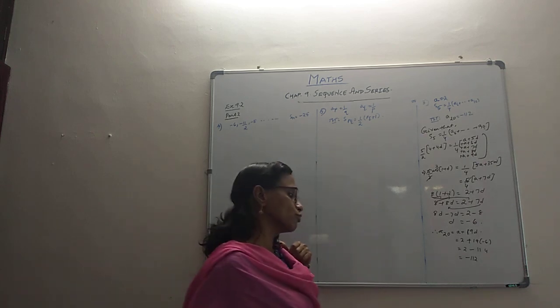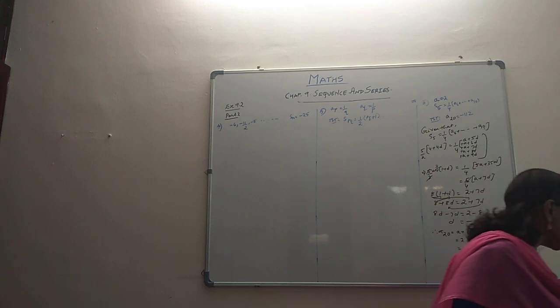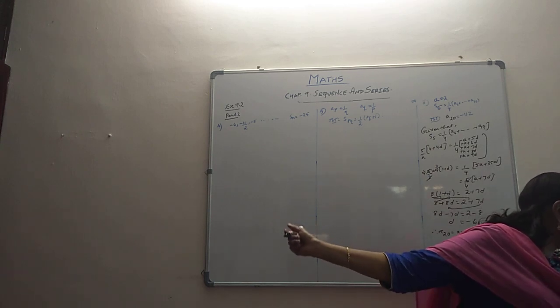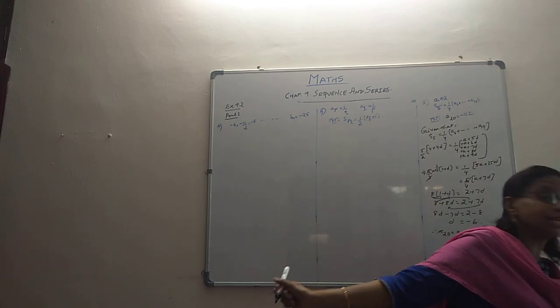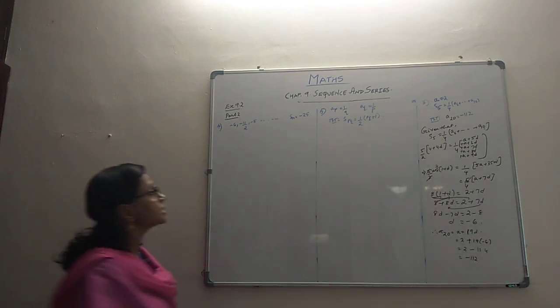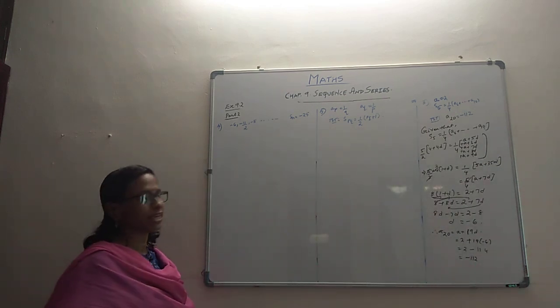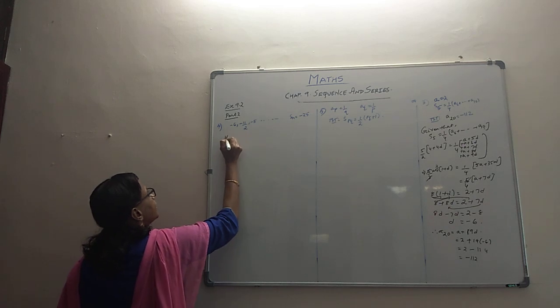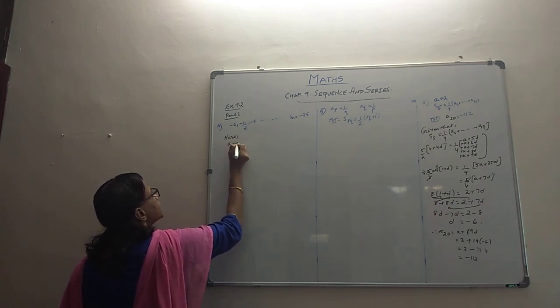Then we quickly move to the fourth problem, and in the fourth problem they give us an AP and they ask how many terms are needed to get the sum as minus 25. n you have to find. So here, what do we have? Our a is minus 6.